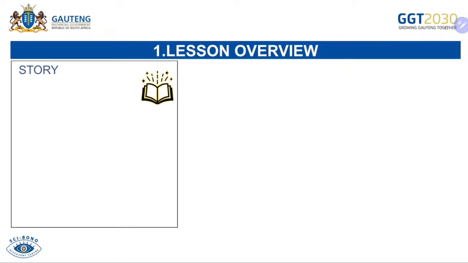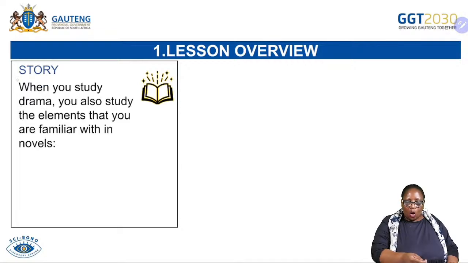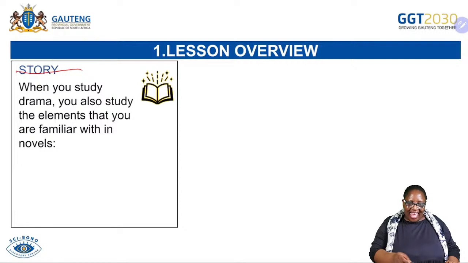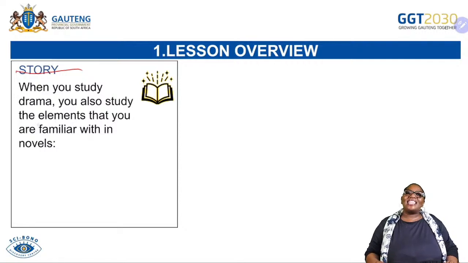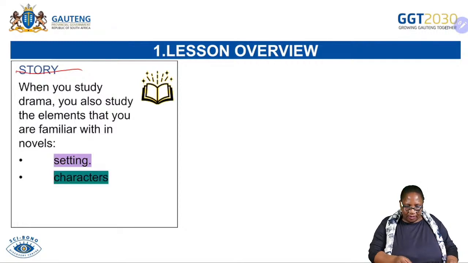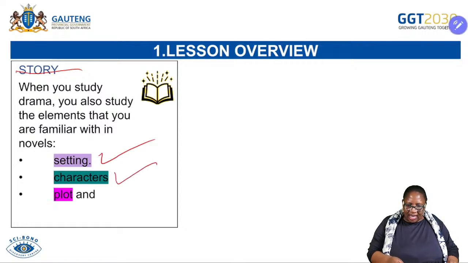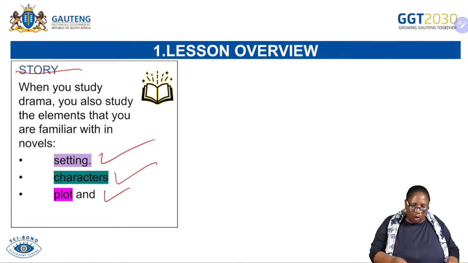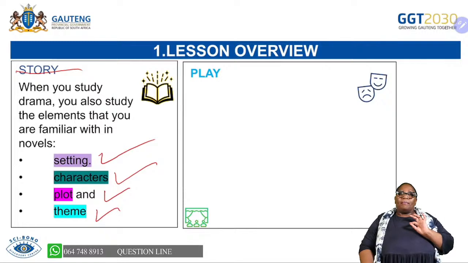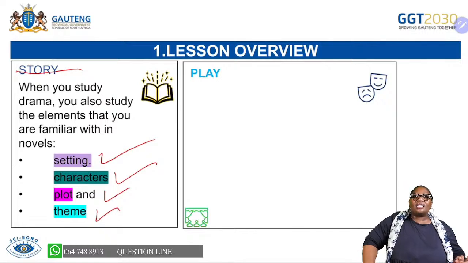When we do literature, what is it that we focus on? The story. When you study drama, you also study the elements that you are familiar with in a novel, which are the setting, the character, the plot, as well as the theme. Interestingly enough, My Children, My Africa is a play.